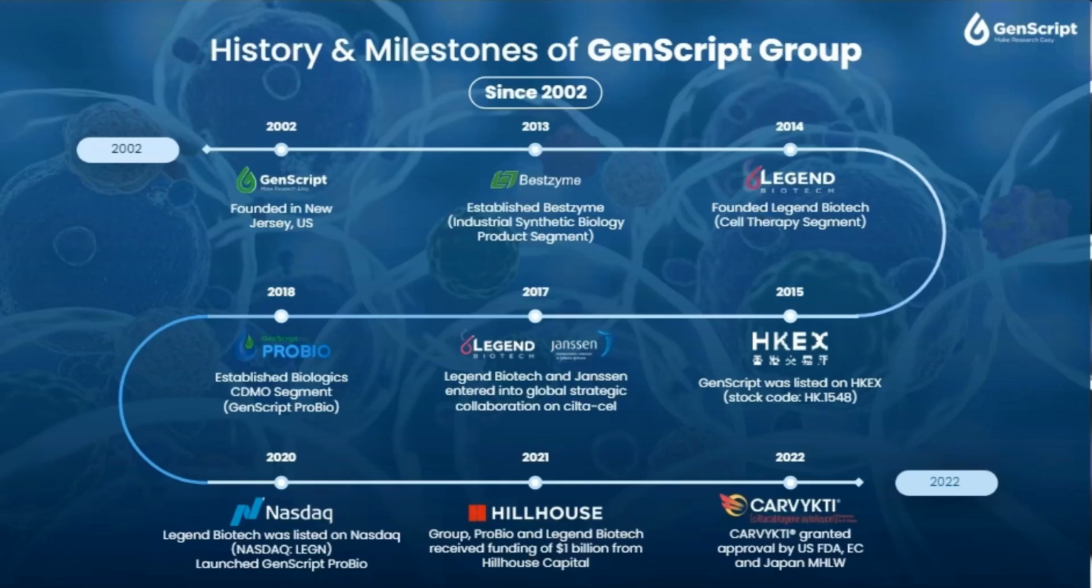Key milestones of the company's success are shown here. In 2002, GenScript launched the first custom gene synthesis platform. In 2013, it launched the subsidiary company Best Enzyme, which specializes in synthetic biology products. In 2014, GenScript launched Legend Biotech, a subsidiary specialized in cell therapy. In 2019, GenScript launched ProBio, a biologics CDMO service provider division. And in 2022, Legend Biotech received US FDA approval for CAR-T therapy.